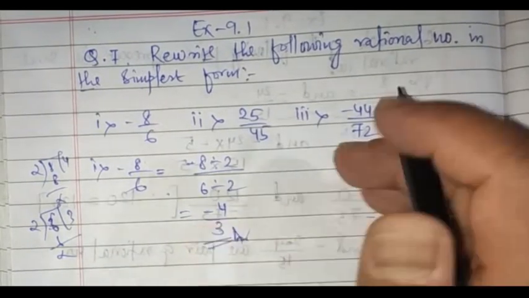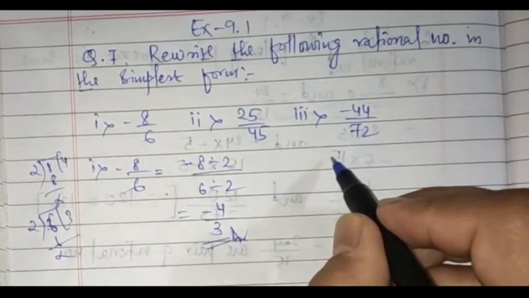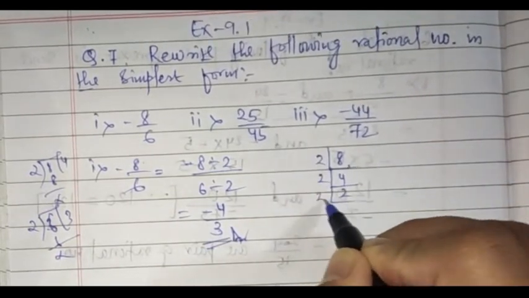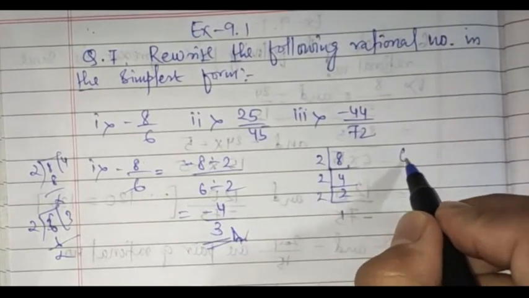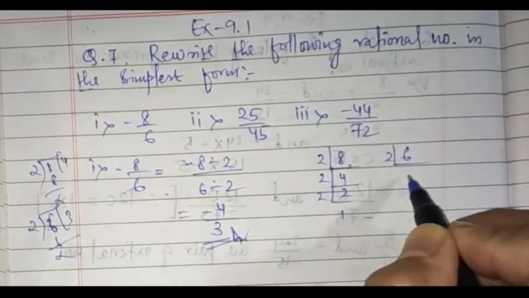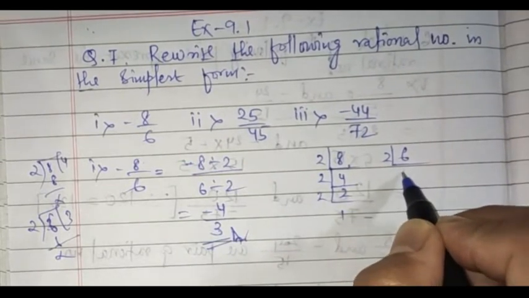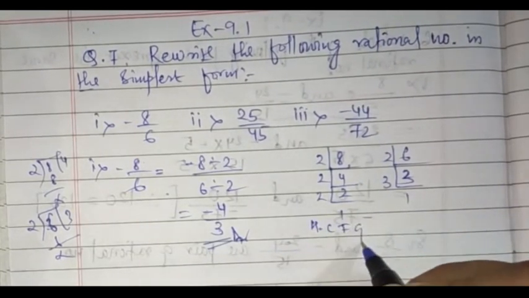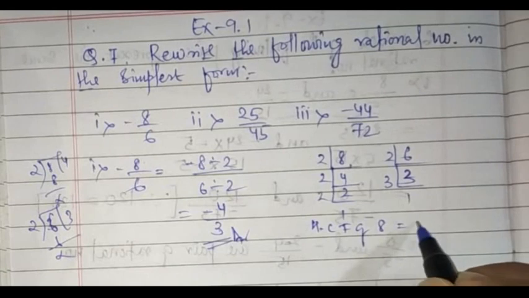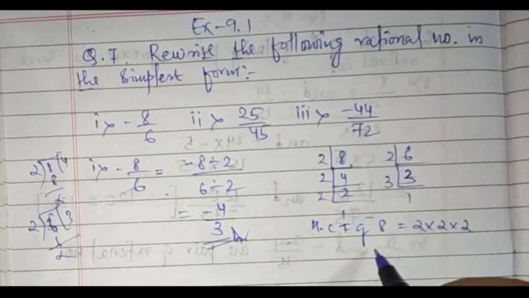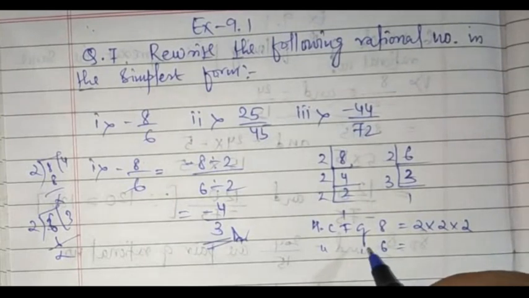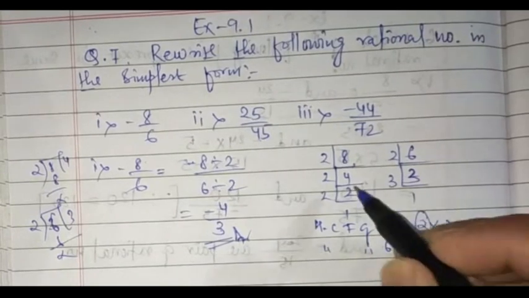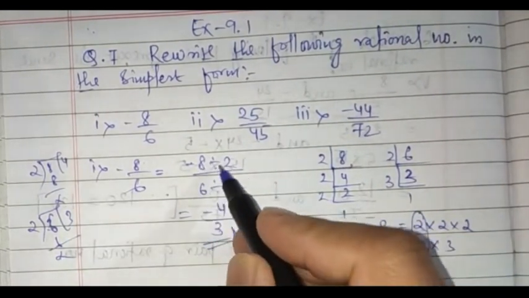Another method is just to find the HCF of 8 and 6. 2 4s are 8, 2 2s are 4, 2 1s are 2. And you also have to find the HCF of 6. 2 3s are 6, 3 1s are 3. So the factors of 8 are 2 into 2 into 2, and of 6 are 2 into 3. So what is the HCF of 8 and 6? 2 is the HCF, so you can directly write 2 and 2.